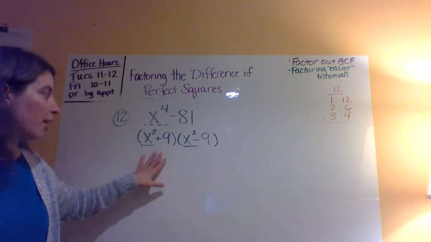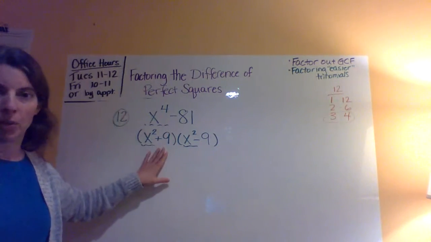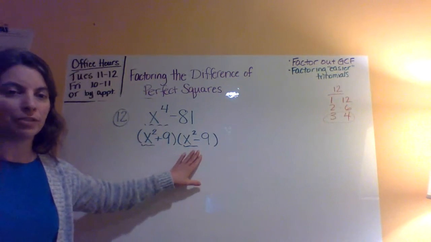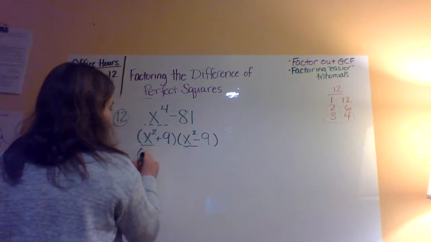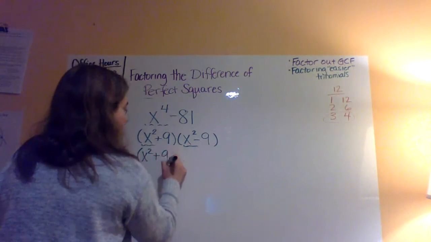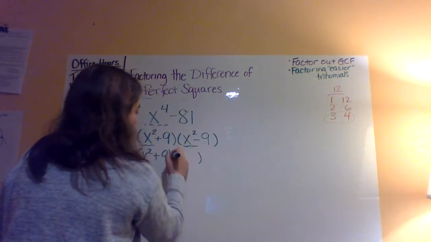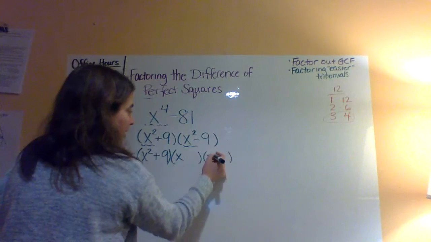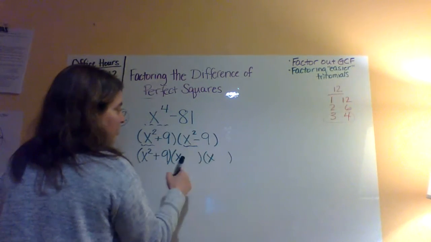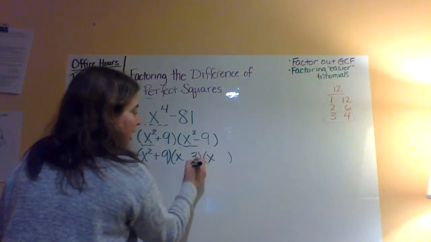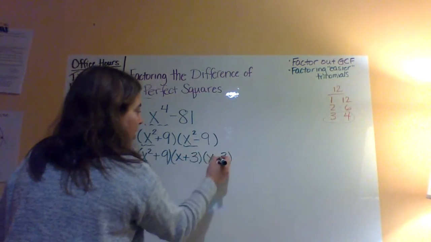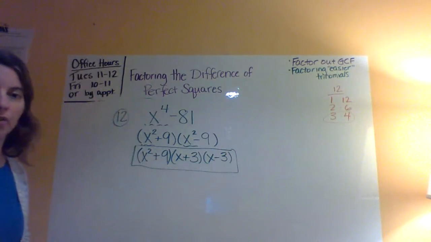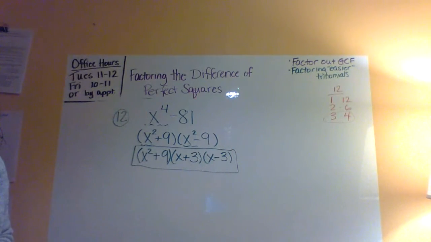Well, x squared plus 9, we're not going to be able to do anything with, and we'll talk about why in just a minute. But x squared minus 9, if you notice, that again is the difference of perfect squares. So I can now split that up into 2 binomials also. So I have x and x for the square root of x squared. And then the square root of 9 is 3, and I can have a plus and a minus. So now we're all set with that. We've factored that as much as we possibly can.